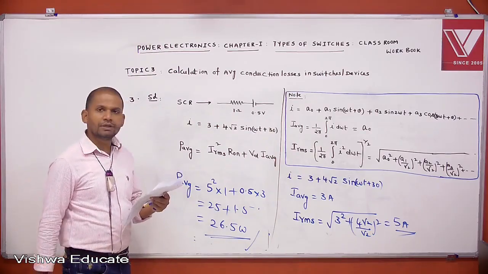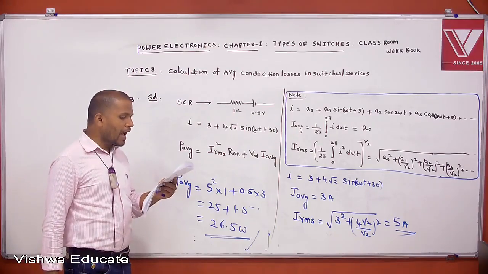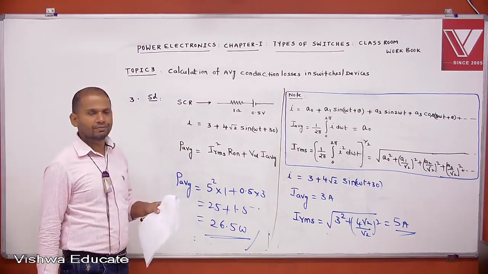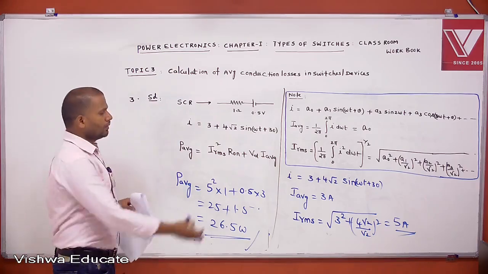Then the last one we will see based on this topic 3. In the following circuit, calculate the average conduction losses in a device. Okay, this is understood. So this first.